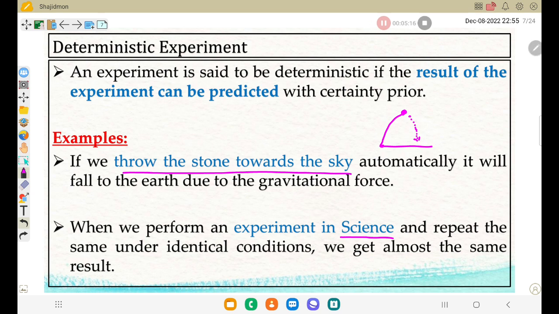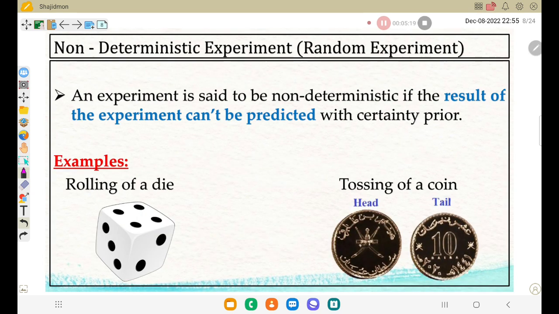Now we are going to the second category, which is the important category here. The second one is the non-deterministic experiment, or random experiment, or unpredictable experiment, correct? The outcome we cannot predict beforehand. Before conducting the experiment, we cannot say correctly what outcome we are going to get. That type of experiment we call a non-deterministic experiment. An experiment is said to be non-deterministic if the result of the experiment cannot be predicted with certainty prior to conducting it. That is the random experiment.